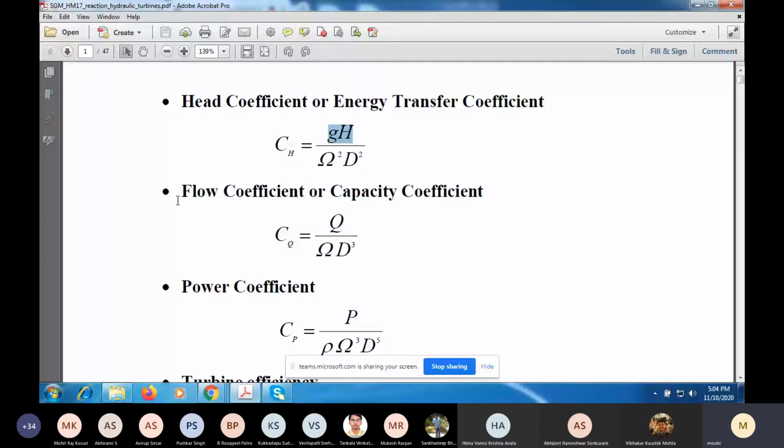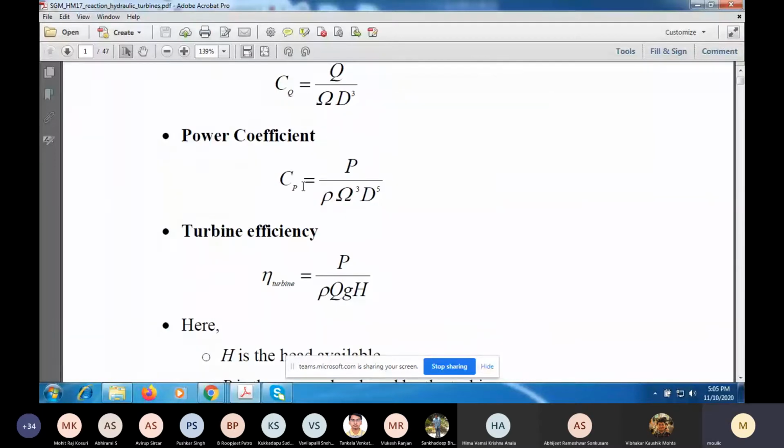And then you also have a flow coefficient, C subscript Q, which is the flow rate Q by omega D cubed. It's also called the capacity coefficient. And in the case of a turbine, the important output variable is the power that you extract from the fluid. So the power delivered by the turbine, P by rho omega cubed D to the 5, you can show is non-dimensional.